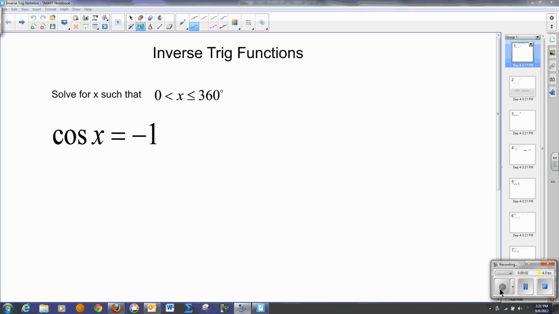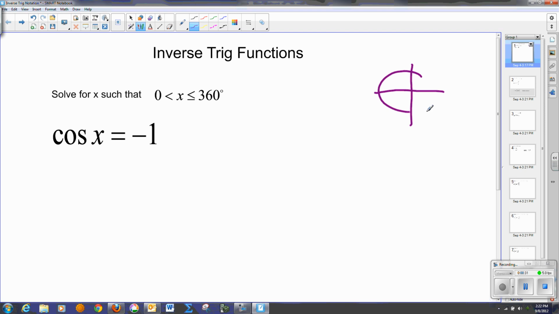Today we talk about solving inverse trig functions, and our first problem asks us to find a value of x where x is between 0 and 360 degrees such that the cosine of its angle is equal to -1. So really what we're asking is what angle has an x value, since we're talking cosine, of -1. Well, I can kind of do this in my head. You should be able to at this point as well.